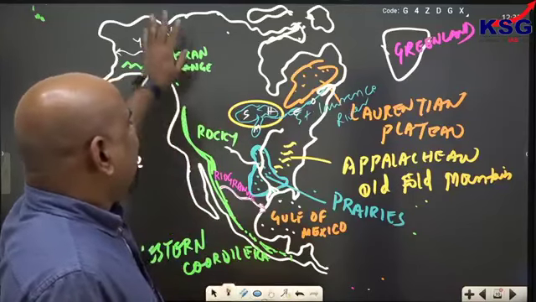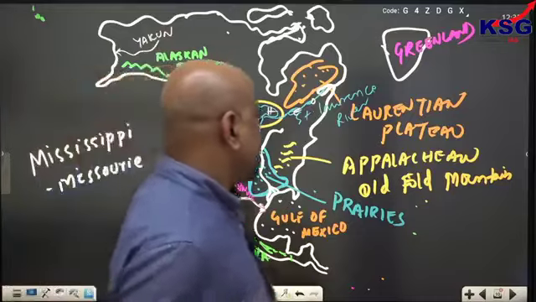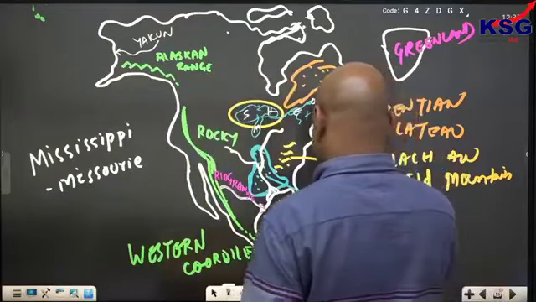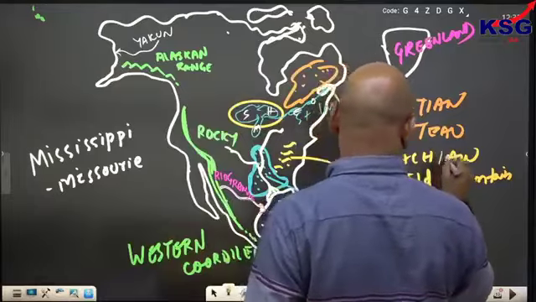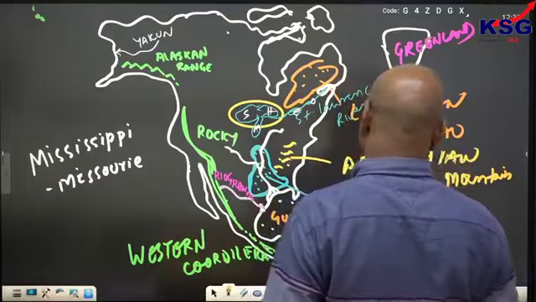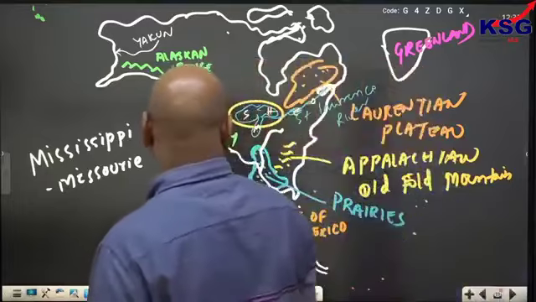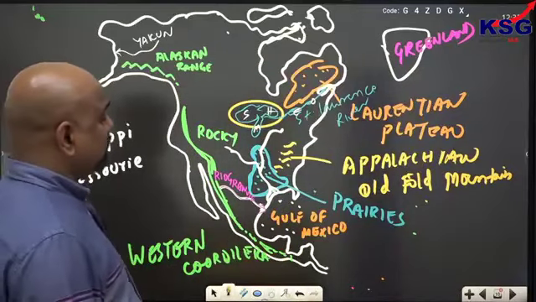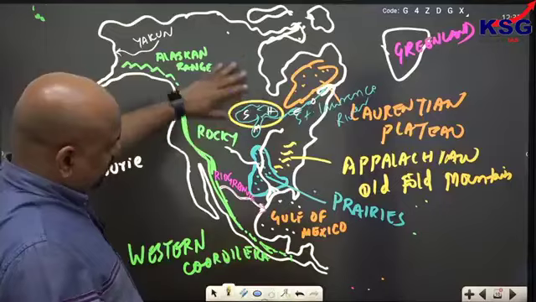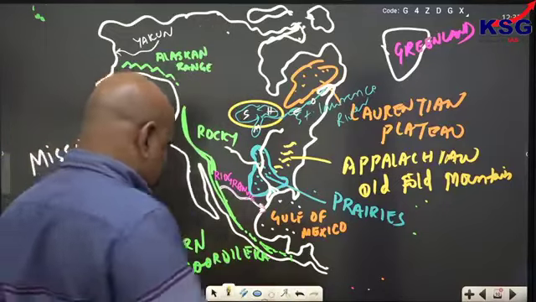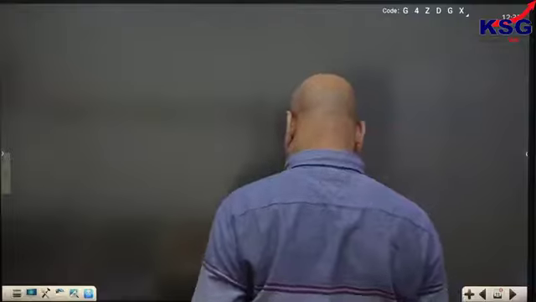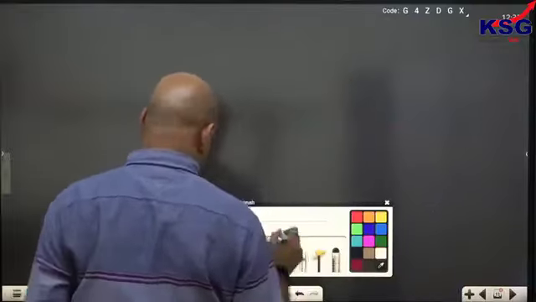Okay, Appalachian, also called Appalachians. Rio Grande River is the boundary between USA and Mexico. This is the Great Lakes region. Let me tell you something about the Great Lakes region. Please draw with me.